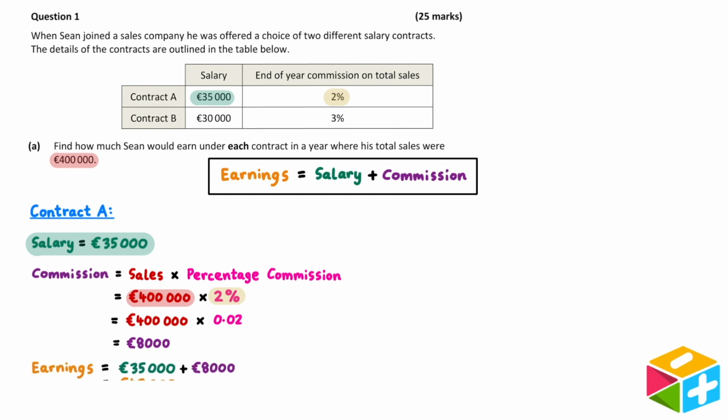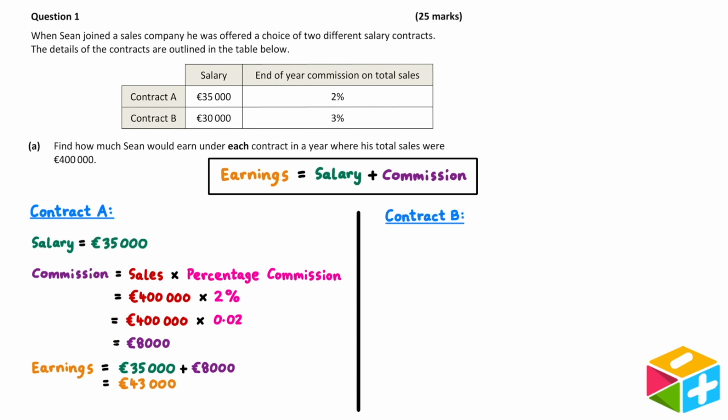To find our total earnings, we'll add our salary to the commission, so we get 35,000 plus 8,000, which is 43,000. A similar approach can be used to find the total earnings for Contract B. Here, the base salary is €30,000.